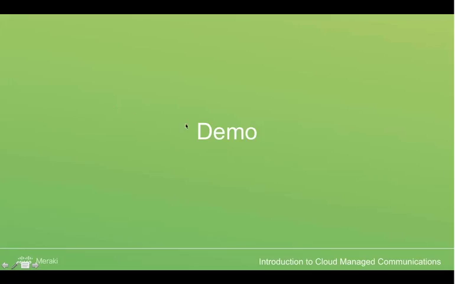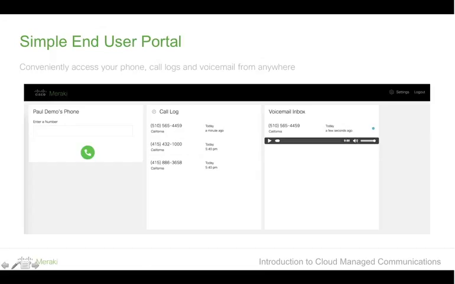There we go. Can everybody see this? Awesome. So one thing that I haven't shown you yet is that every phone comes with an end user portal. This end user portal is designed for end users, but anybody with access to a MC74, so anybody with a phone on their desk, has the ability to sign up for the portal.